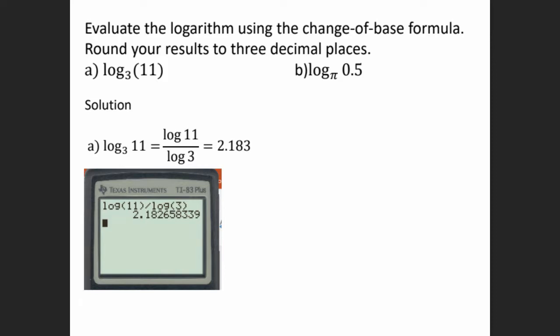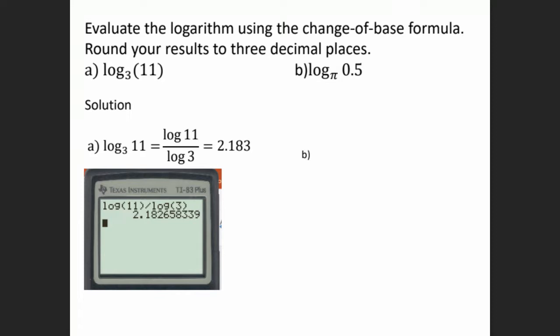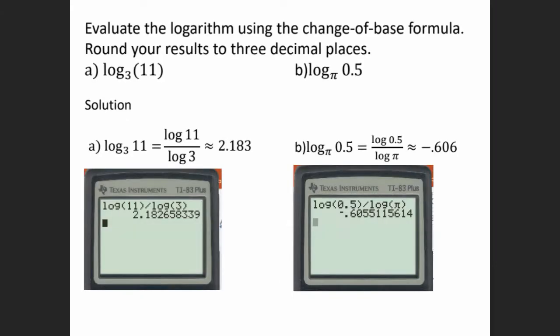So how about B? B is, again, I wouldn't be able to calculate that by hand. So I'm going to use my handy calculator. I'm going to take the log of 0.5, the input, divided by the log of the base, which is pi. And again, the calculator will represent pi as that 3.14 blah, blah, blah number, right? And when I do the division and round to 3 decimal places, it is negative 0.606, right? To the thousandth place, right?